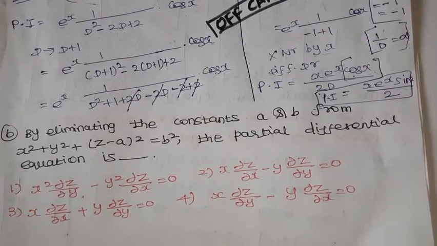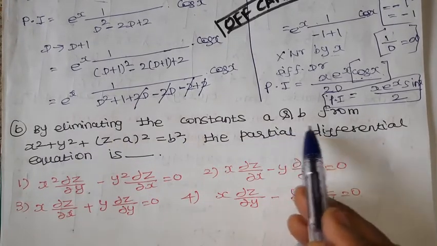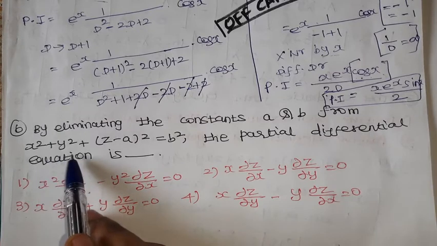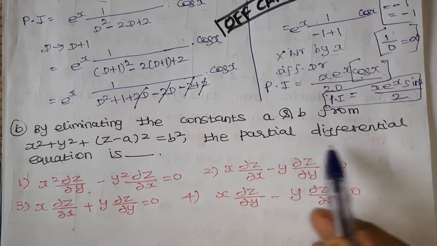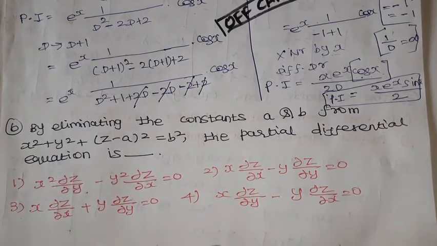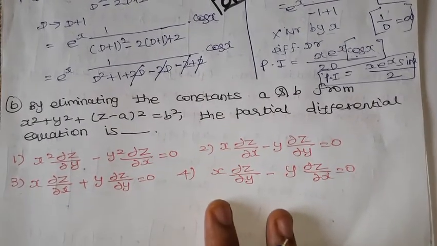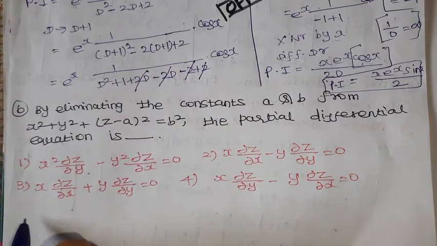What is the sixth problem here? By eliminating the constants a and b from x squared plus y squared plus (z minus a) the whole squared equal to b squared, the partial differential equation is. We need to find the partial differential equation by eliminating the constants a and b. Let's see how to solve this problem.